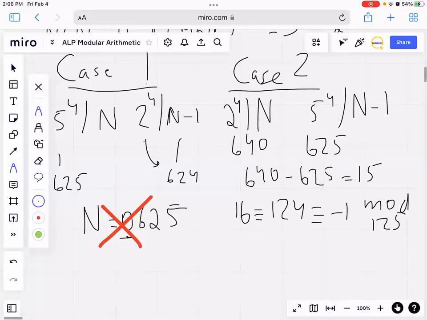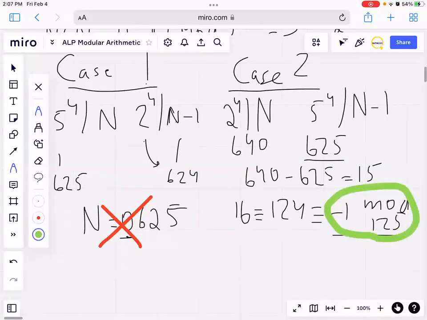This will help us find a number such that case 2 works. So as we go, here we have 625, which is 5 to the power 4 times 1. That means that here we found that the smallest multiple of 16 is 15 greater than that power of 5 to the 4.